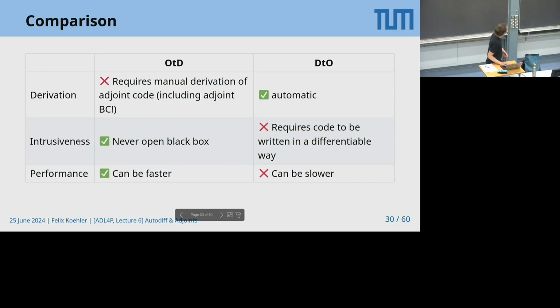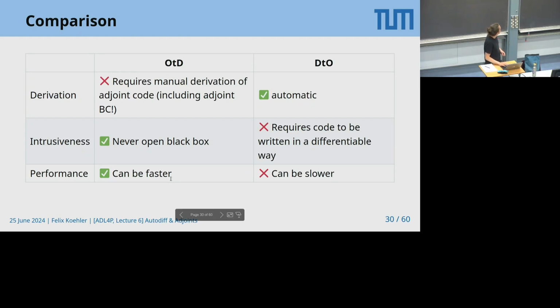Intrusiveness means: when you write code, how will the Autodiff engine use that code? And of course, if you do OTD and you say, well, I want to differentiate over PDEs, I want to do differentiable physics, then you could say, well, I don't want my Autodiff engine to go into my advection solver or my Navier-Stokes solver. This could also be because you write this in a different language, like Fortran, so it might not be differentiable at all. And so the OTD approach here can be beneficial because you never have to open the black box, whereas the DTO requires code to be written in a differentiable way. And this can, of course, sometimes be a bit more complicated.